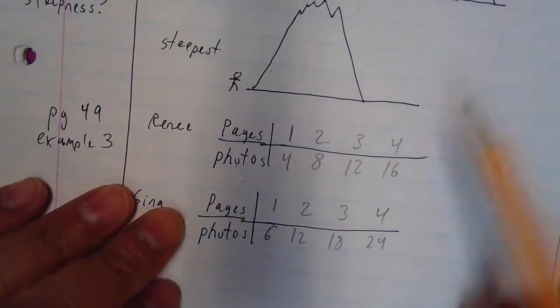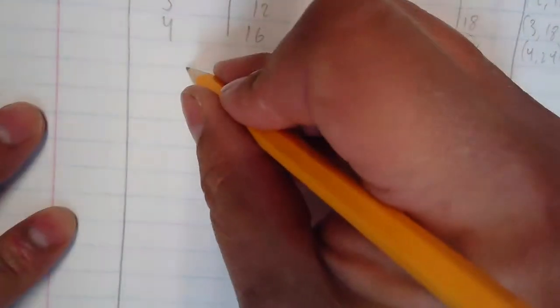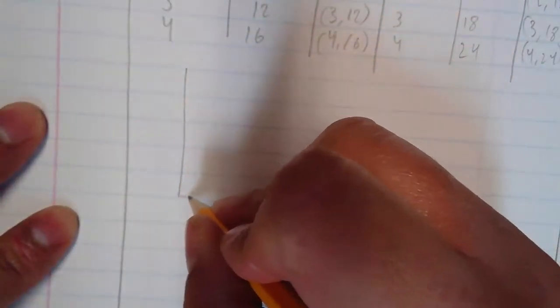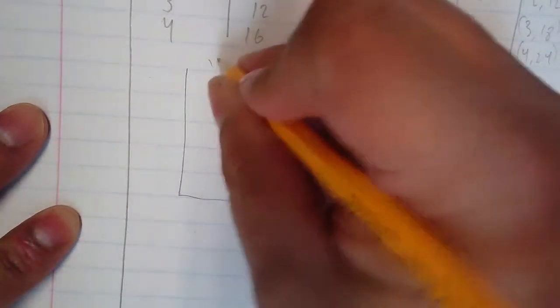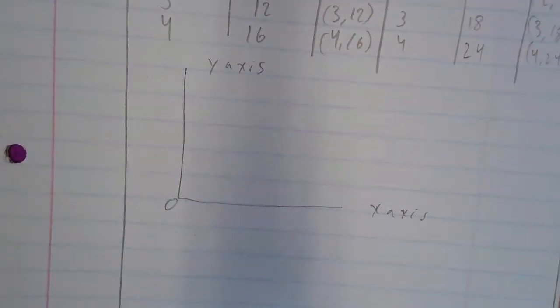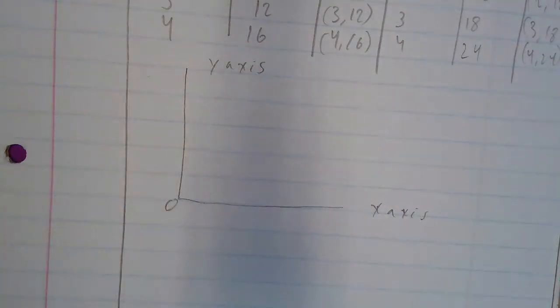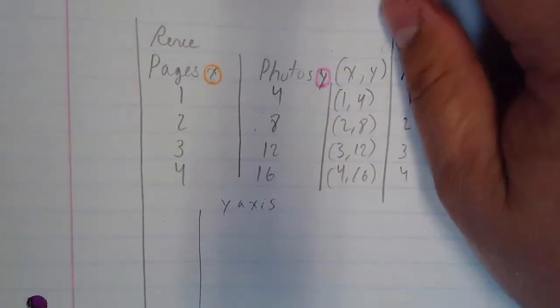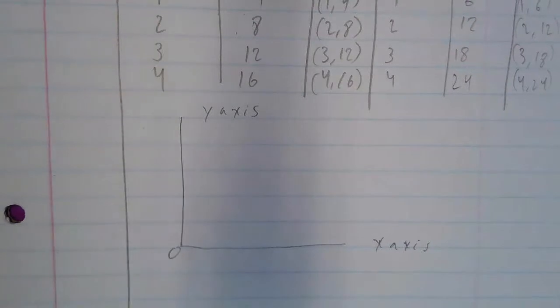All right, let's go back to what we just did. All right, I already said first thing you should do is draw the x-axis and the y-axis. This is the x-axis. This is the y-axis. There's my 0, the origin. All right, and the x-axis represents pages. Okay, pages.